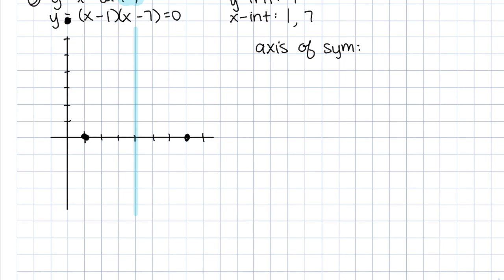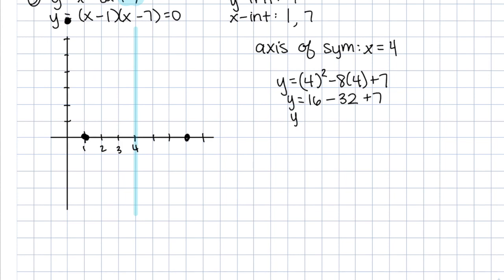So I know that my axis of symmetry is x equals 1, 2, 3, 4, and that my vertex lies on the axis of symmetry. So if I use the equation up above to plug in, then I can solve for the y value of my vertex. So 4 squared is 16, 8 minus 4 is 32, and then plus 7. So y equals -16 plus 7, y equals -9.